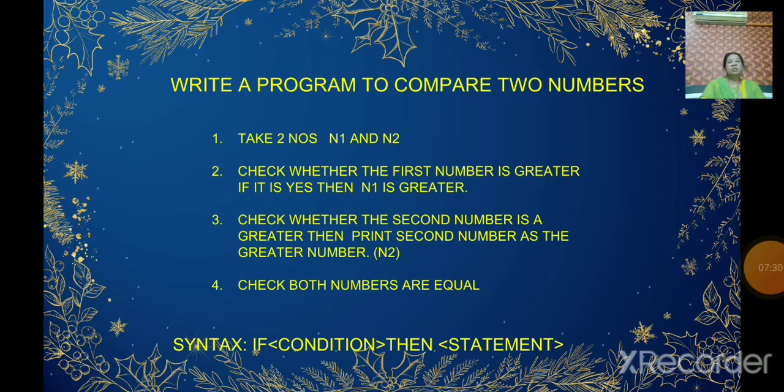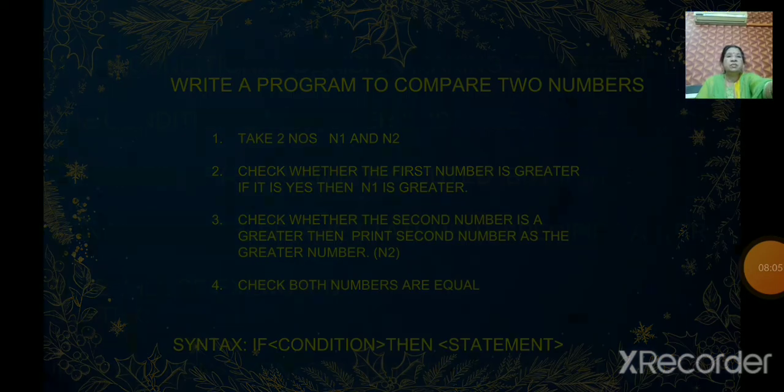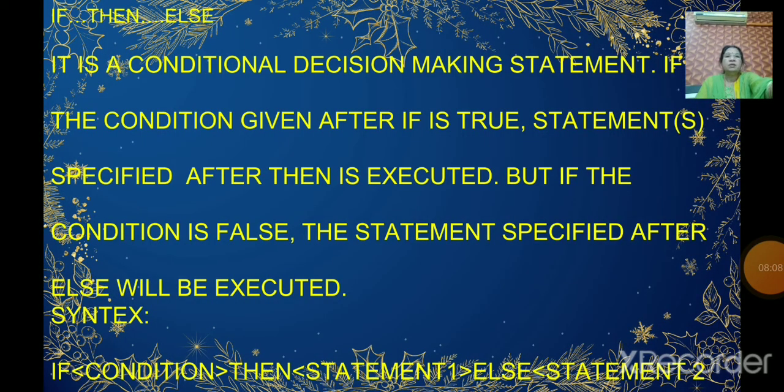So here you see three possibilities are there. The first one is what? If n1 is greater, the first number is greater than the second number, then print the first number is greater. Then the second possibility, check whether the second number is greater than the first, then if yes, print the second number as the greater number. Then the third possibility is, check whether both the numbers are equal. If yes, then print both the numbers are equal. So let us start QBasic and we will start the program.